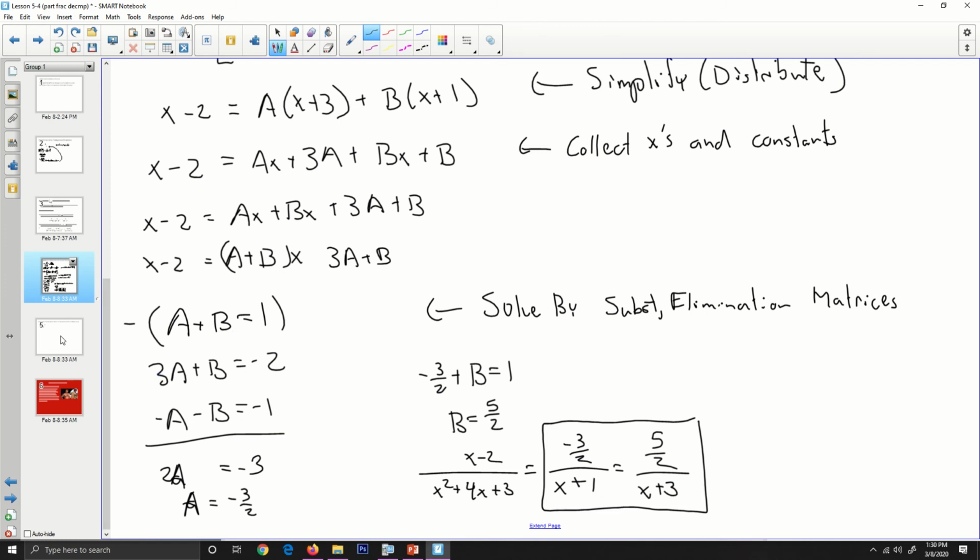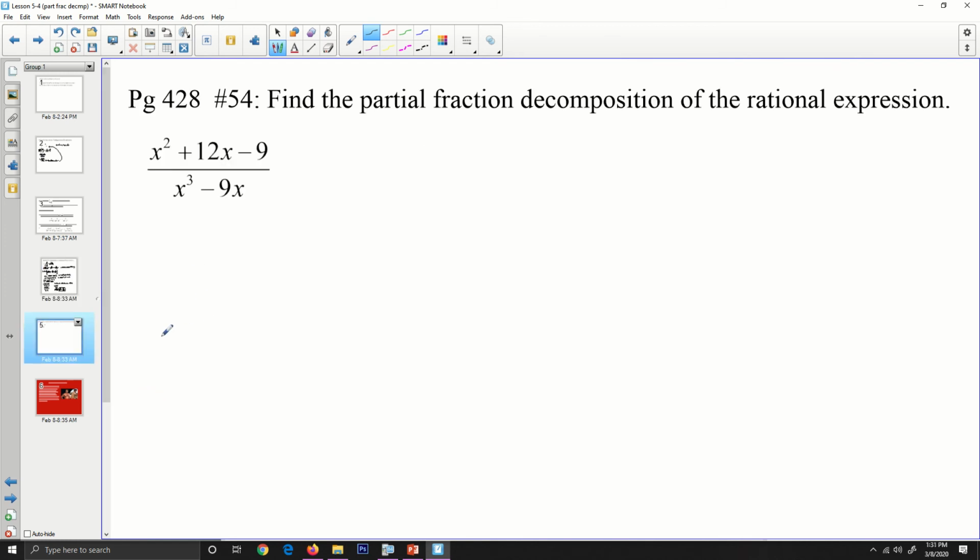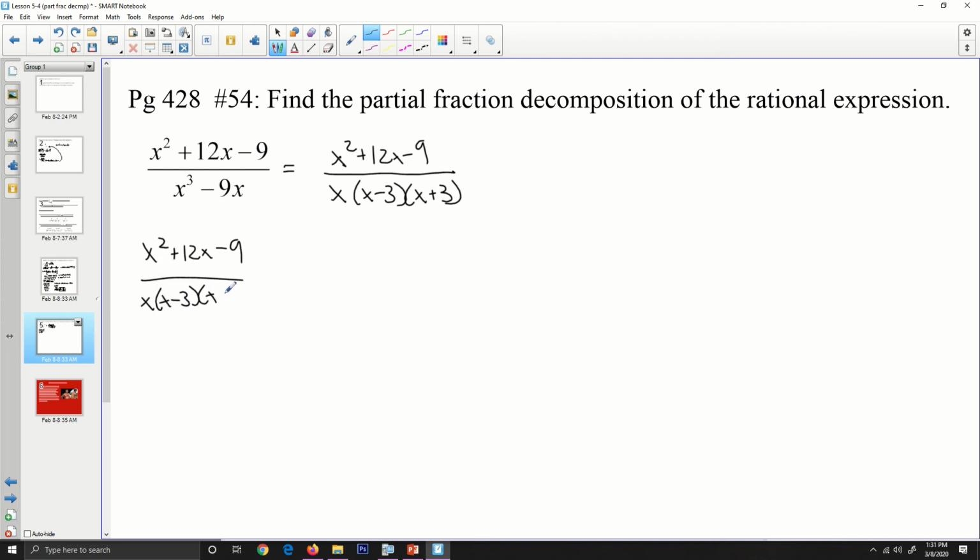All right, let's do one that's a little bit more challenging. This one's going to have multiple fractions, and it's going to have squares in it. So similarly, I'm going to factor this, and that'll give me x times x minus 3 times x plus 3. And I'm going to leave the top alone, so x squared plus 12x minus 9 over x times x minus 3 times x plus 3.